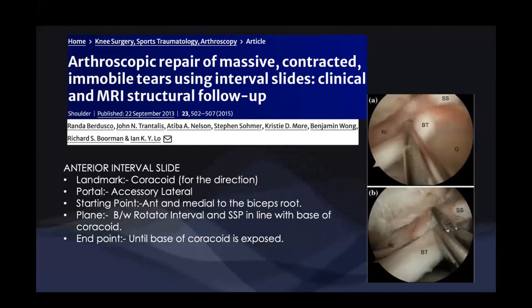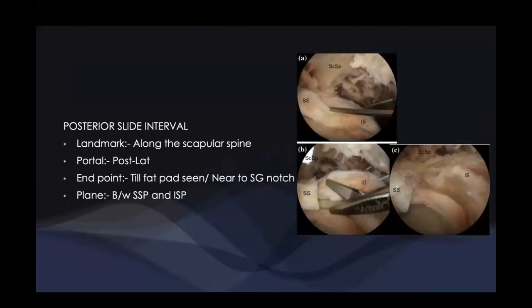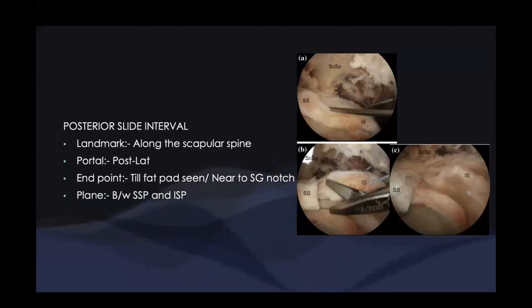Now, what this does is, again, like I mentioned, this will help in the pulling of the anterior cuff and the superior cuff. So that includes the subscap and the supra. What is the posterior interval slide? Posterior interval slide is basically a plane created between the supra and the infra through the posterior lateral portal. It is gone all the way till the muscular tendinous junction inside on the scapula. Now what happens is this promotes pulling of the posterior tendon, so basically the infraspinatus and the supraspinatus.